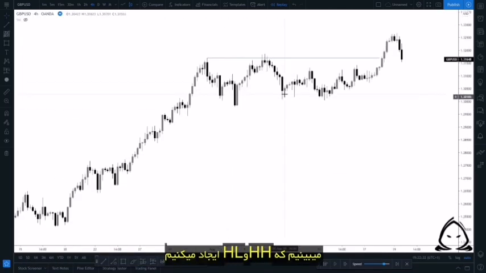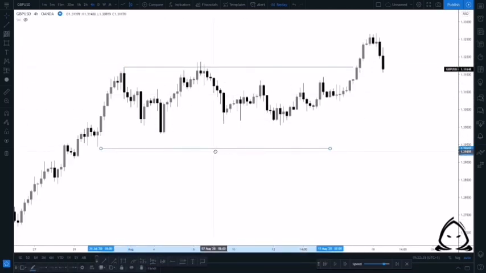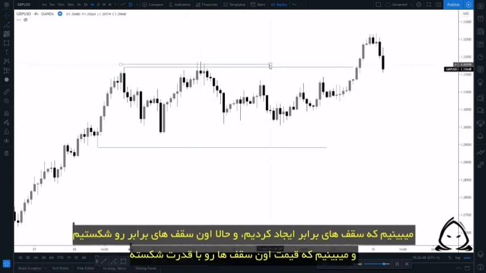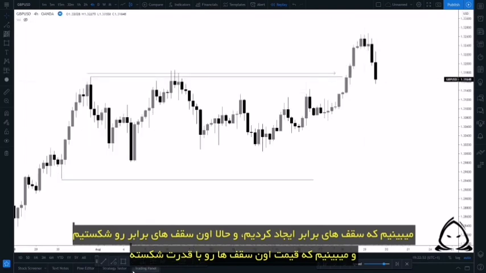We can see that we're creating higher highs and higher lows. And price was moving in this overall range. We can see that we've created equal highs and we have now broken those equal highs, and we can see that price broke those highs impulsively.